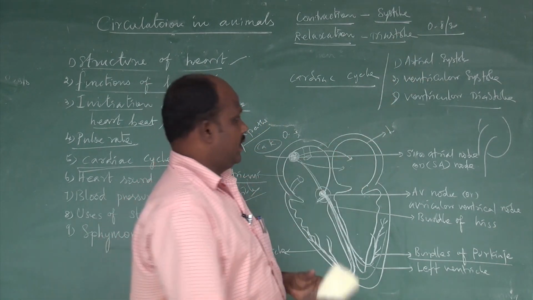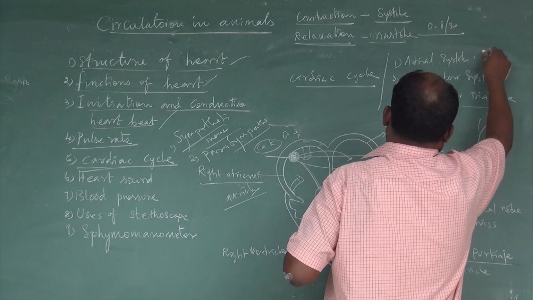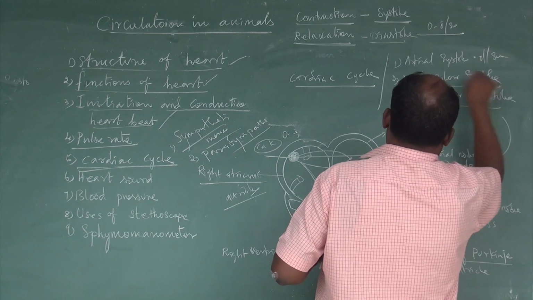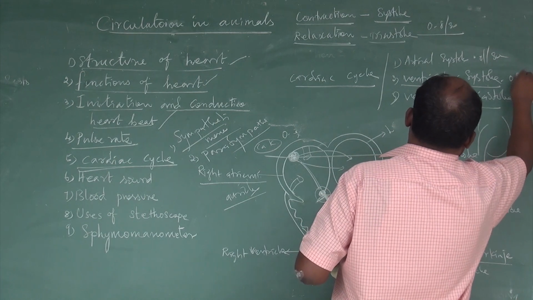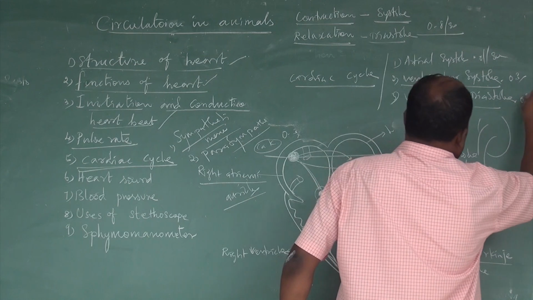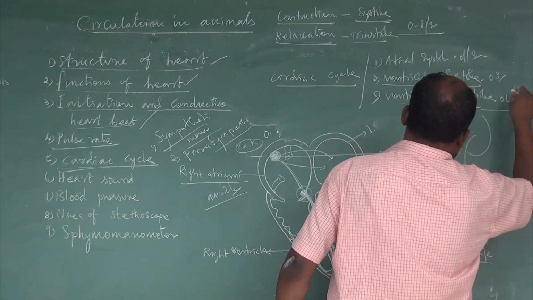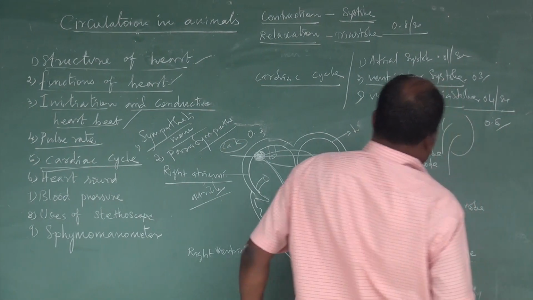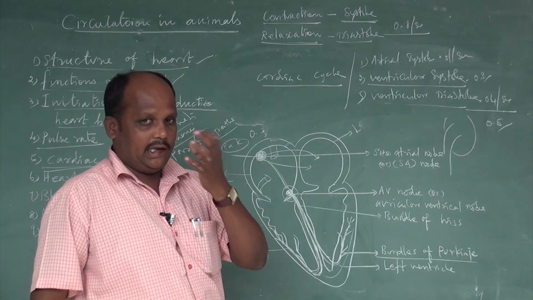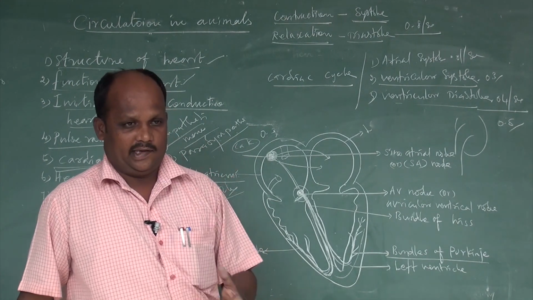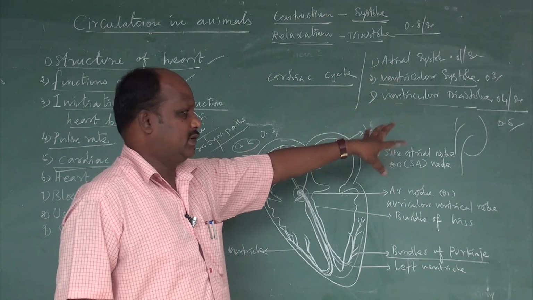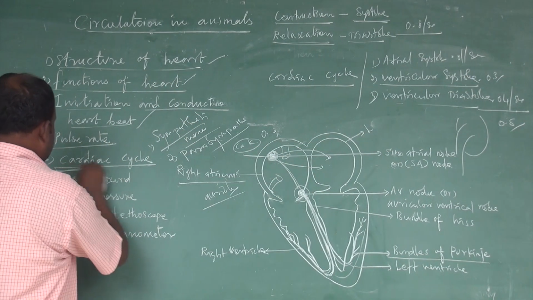Atrial systole takes 0.1 seconds. The second one, ventricular systole, takes 0.3 seconds. And the third one, ventricular diastole, takes 0.4 seconds. So in total a single cardiac cycle takes 0.8 seconds. The cardiac cycle means contraction of the heart and relaxation of the heart. The contraction phase is systole, the relaxation phase is diastole. That is called a cardiac cycle.